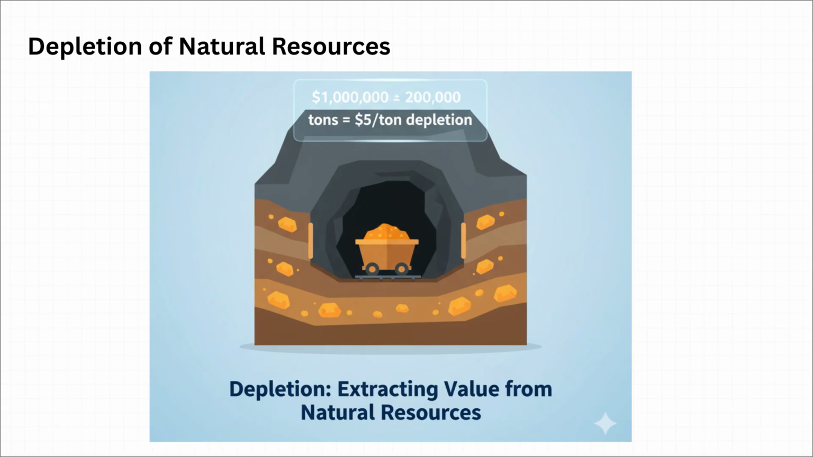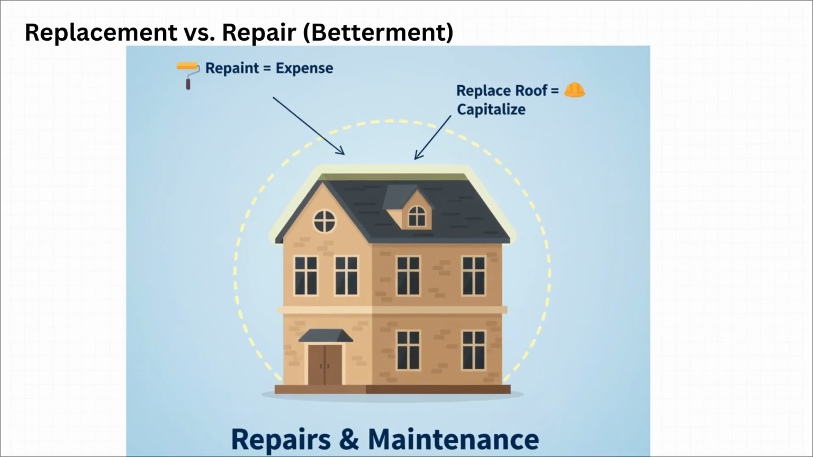But as assets age, they eventually need work. So how do we decide if costs are capitalized or expensed? Repairs and maintenance keep an asset working. It's an expense immediately. Replacements or betterments extend life or improve capacity. Capitalize as PPE. Example: repainting a building, expense it. Replacing the roof with a stronger one, capitalize it.